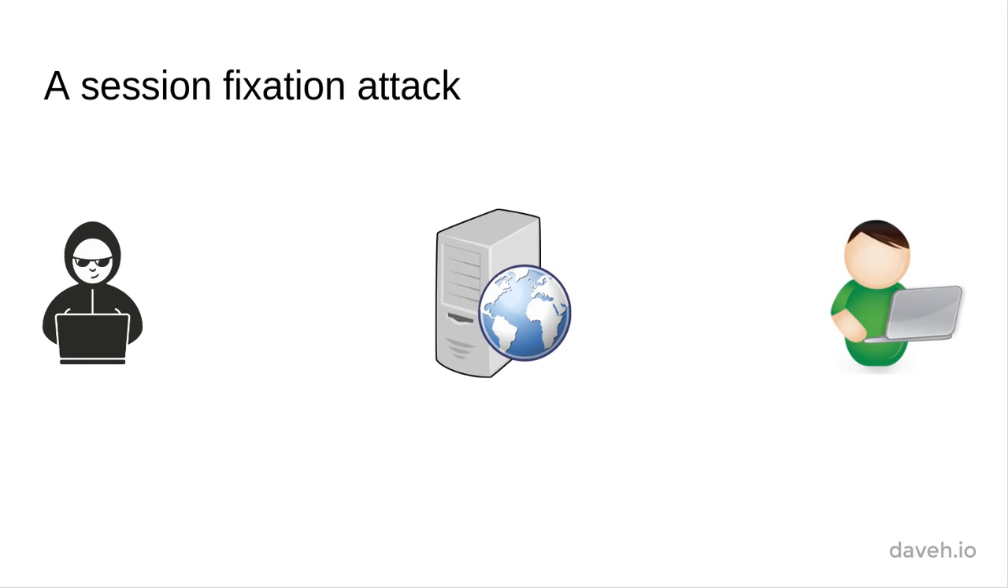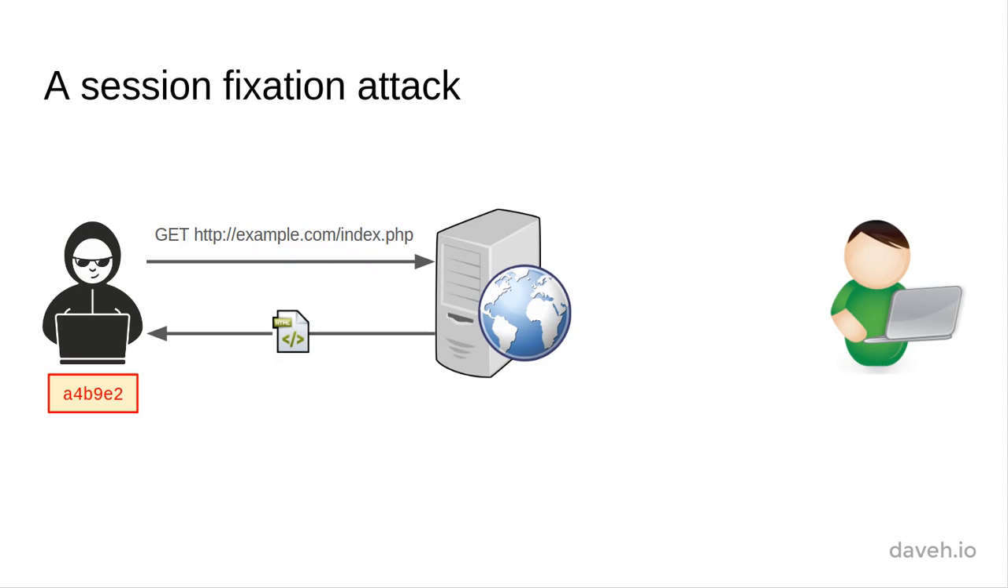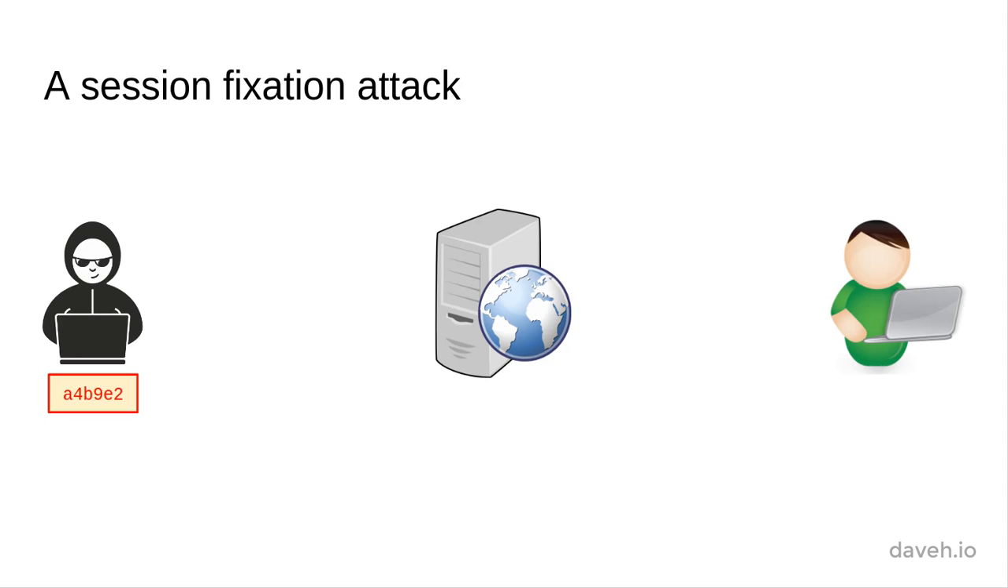There are several ways they could do this, for example using a shared computer in a library, or by getting the user to run code that sets their session cookie. Let's look at how the latter might work. First, the attacker visits the site and obtains a legitimate session ID. Then they get the victim to use that session ID. They could do this if the site is vulnerable to a cross-site scripting attack, for example.